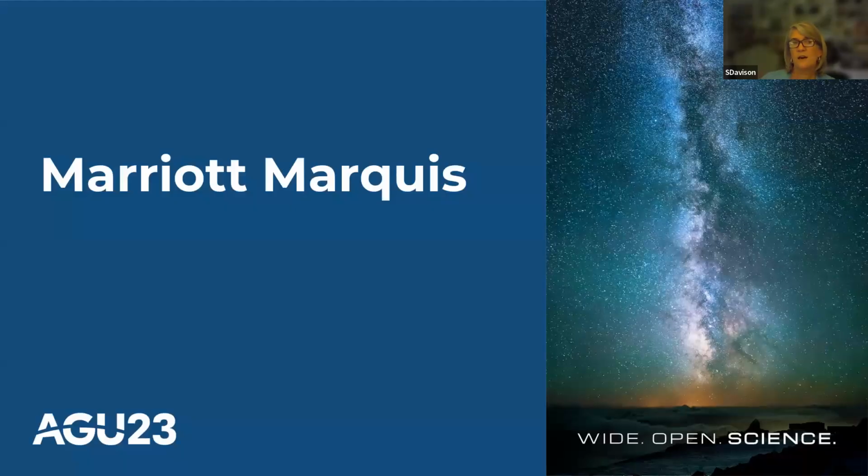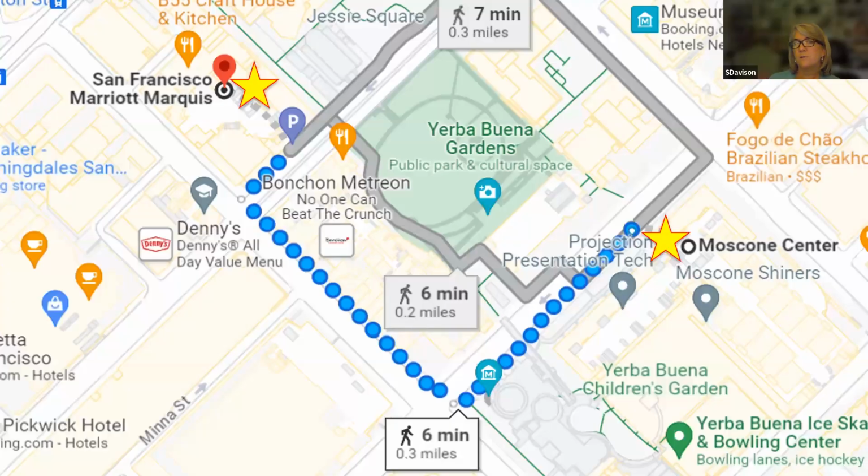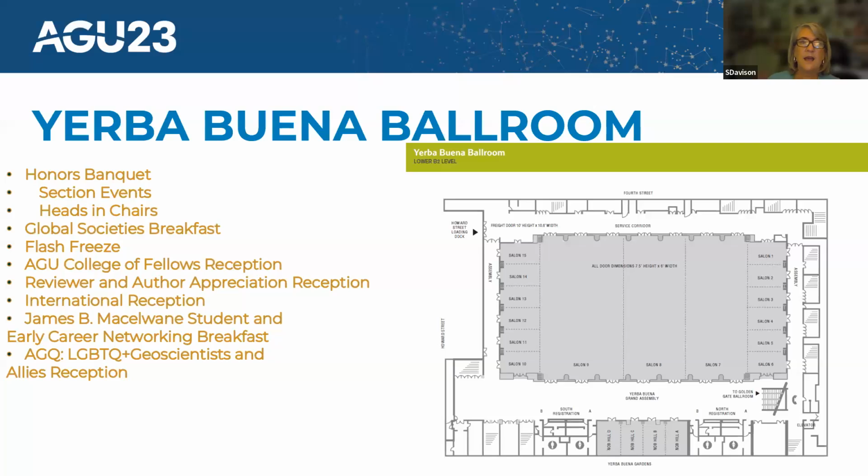And our headquarter hotel is the Marriott Marquis. I think everybody's familiar with that. And it's just about 0.2 miles from the convention center. Just to give you a visual if anybody hasn't been to San Francisco. Next slide. And then this is just an overview of what will take place throughout the week at the Marriott. And many of your section events will take place there.